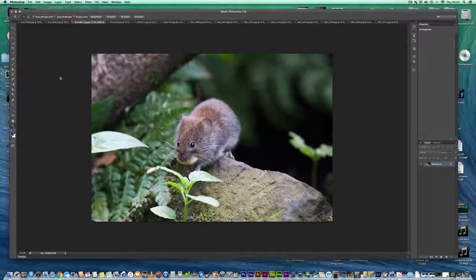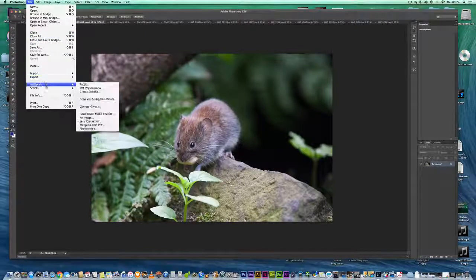A nice mouse with a nut. So let's have a look at the data for the picture.